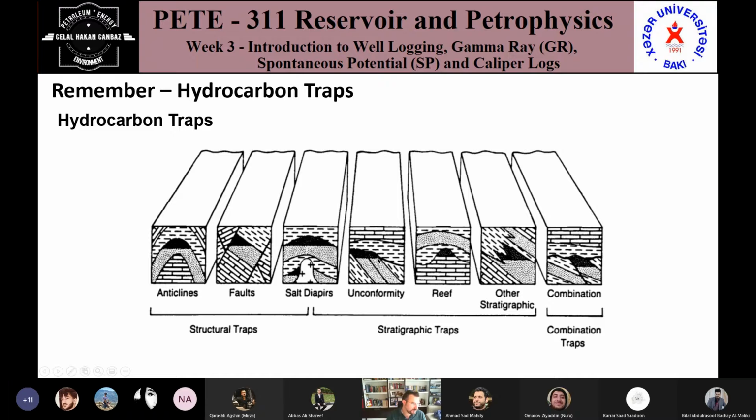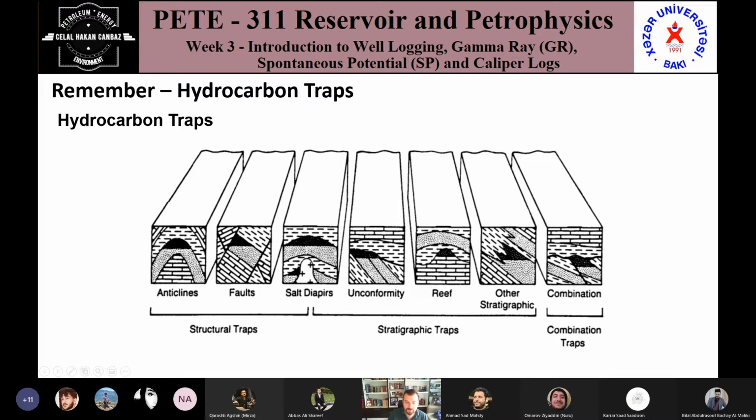Some unconformity trap, okay, as you can see in the picture. Reef type of trap and other stratigraphic, very complicated traps. Okay, so all types can be combined, and we call it combination traps. So you know it's not just one type of trap we can find in nature. Lots of types of traps occur in the formation. So because of that, first of all, we have to have an idea regarding what type of trap we have, what is the structure, what type of rocks we are dealing with. Okay, we have to describe all of these.